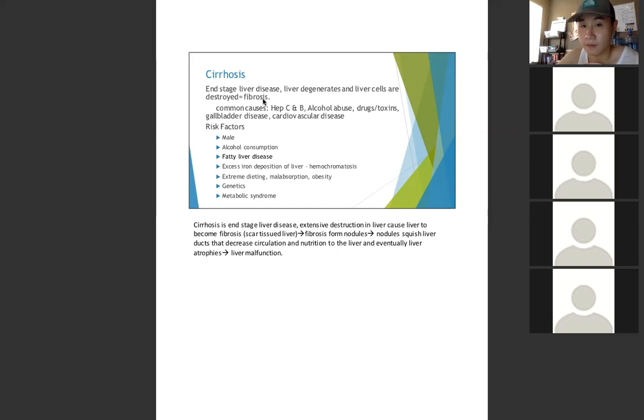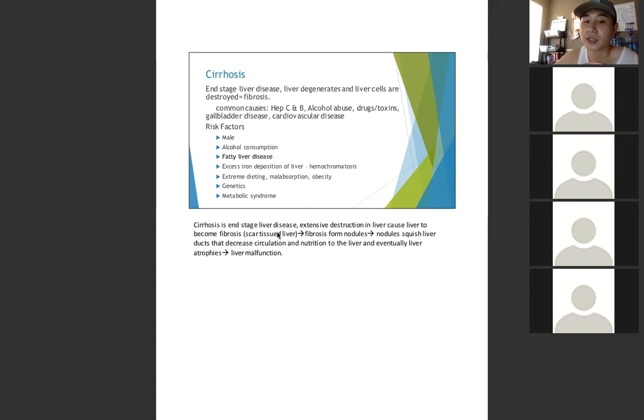Common causes of cirrhosis include hepatitis C, B, alcohol abuse, drug toxins, gallbladder disease, cardiovascular disease. Risk factors are being male, alcohol consumption, fatty liver disease, excess iron deposit in the liver, hemochromatosis, basically a production of a lot of red blood cells, extreme dieting, malabsorption, obesity, genetics, metabolic syndrome.